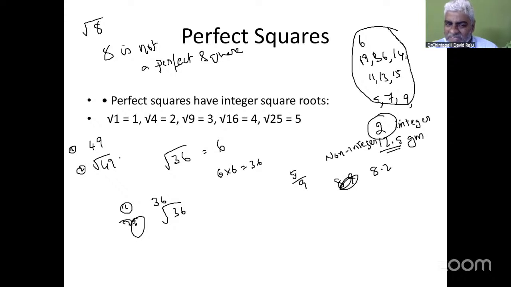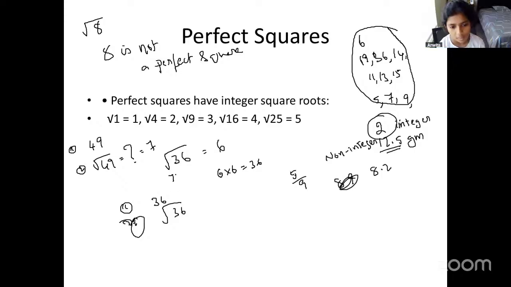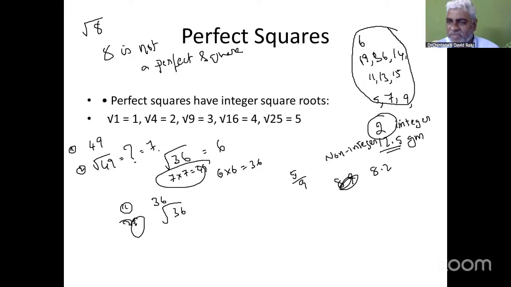What is your answer for the second question? It's 7, sir. What is the reason in saying 7? Because 7 times 7 is equal to 49. That's why the square root of 49 is equal to 7, right?